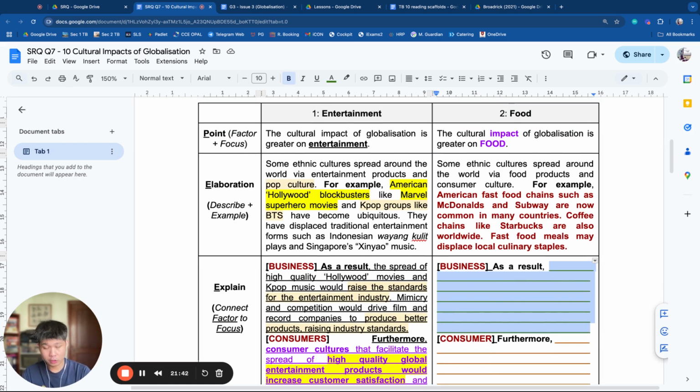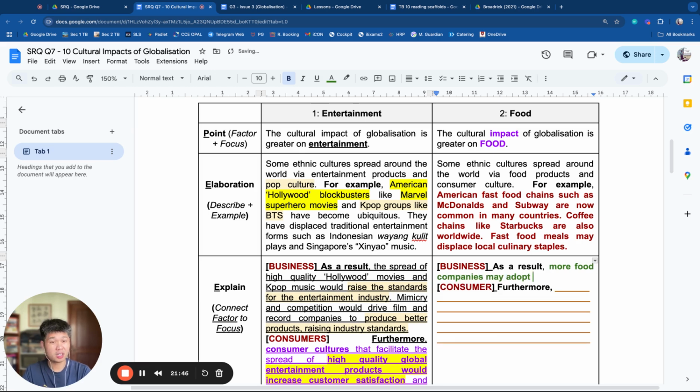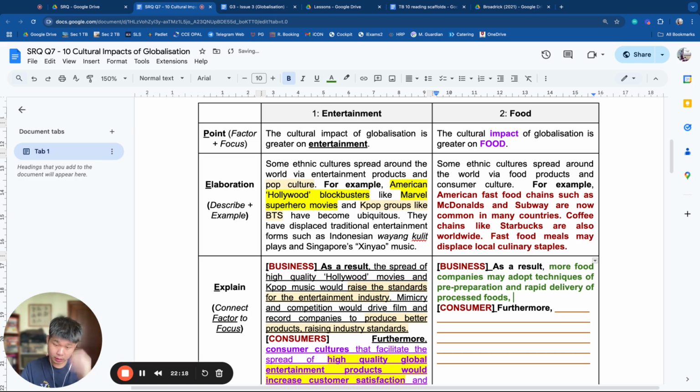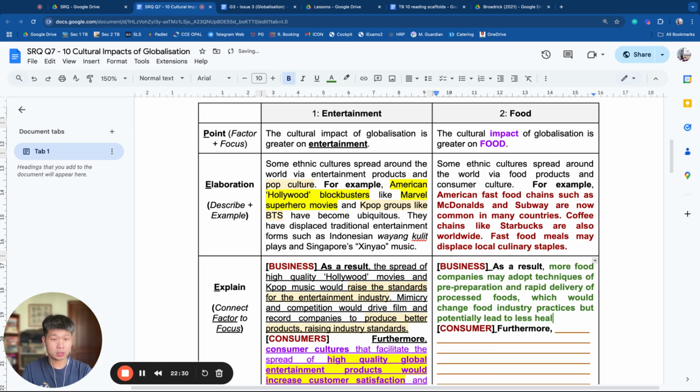As a result, more food companies may adopt techniques of rapid pre-preparation and rapid delivery of processed foods, which would change food industry practices but potentially lead to less healthy and authentic products for consumers. So that's one.